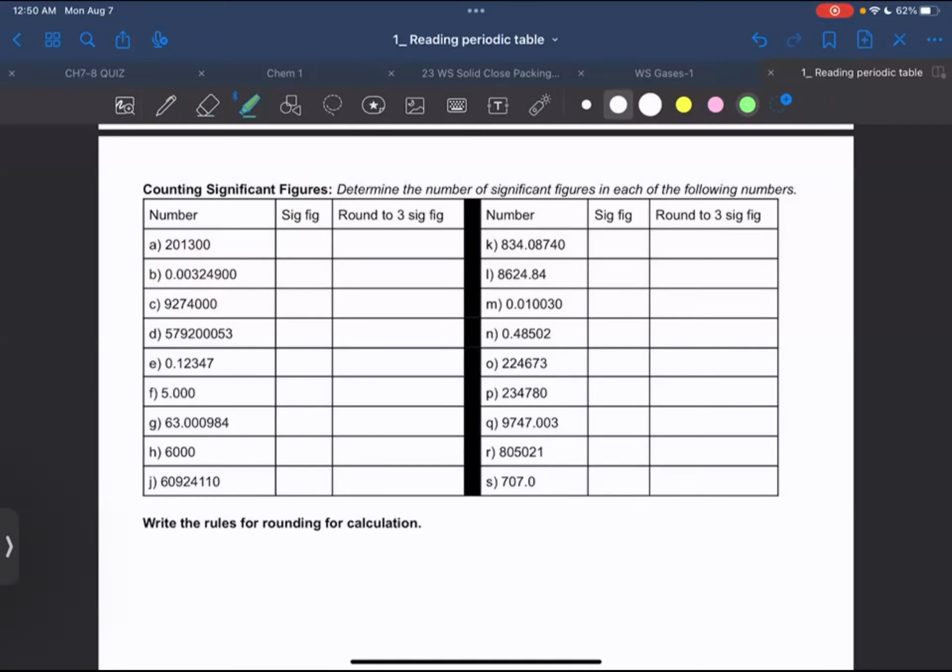So I'm going to quickly highlight through them. So I like to do non-zero numbers, right? Non-zero numbers, and all the sandwiched zeros also counted, right? So you can see that non-zero numbers plus sandwiched zeros, right?